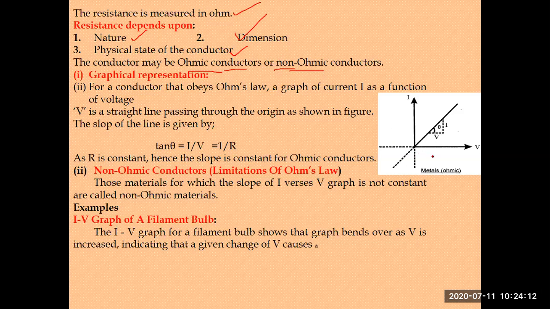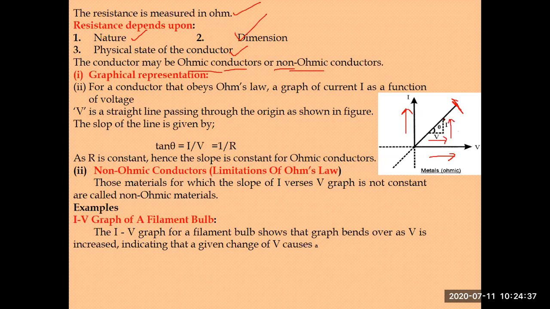If you look at it, on the x-axis we are taking potential, and on the y-axis we are taking current, and after drawing the graph we are getting a straight line. This means this is the limit of Ohm's law. If you get a straight line between potential V and current I, this shows that this is basically an ohmic type of substance, and this is linked with Ohm's law.